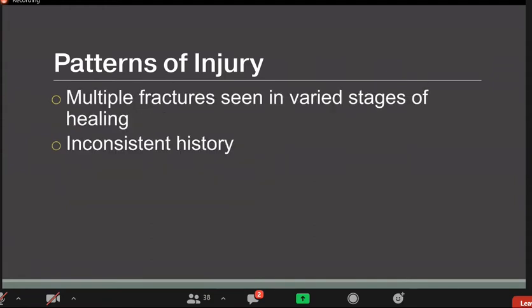Multiple fractures seen in varied stages of healing, as well as an inconsistent history reported by the parent, would also lead to high suspicion for child abuse. And in order to identify these, we have to have a good knowledge of the mechanism of injury as well as the timeline of healing in these patients.